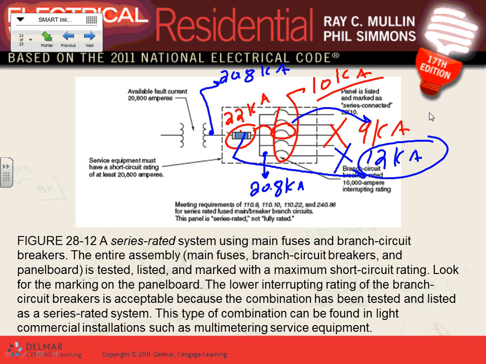Now, I can't do that. Well, we can as engineers series rate them. These are done in the factory. They coordinate them together. They put a label. They label the panel as series rated. Who cares? Cheaper equipment.